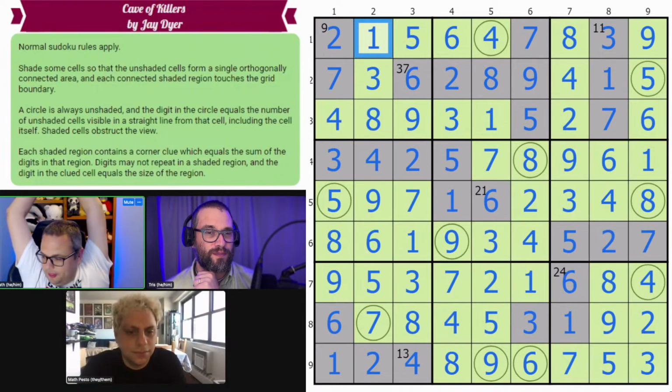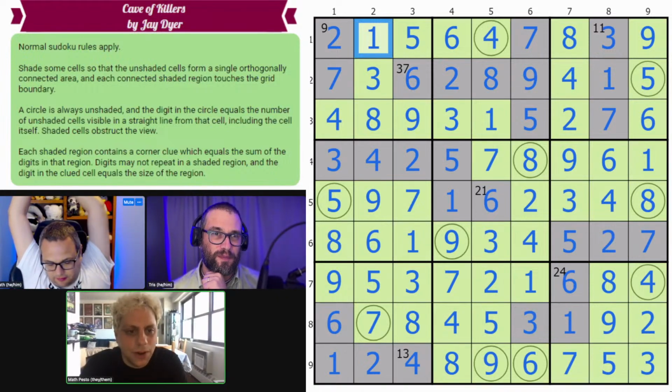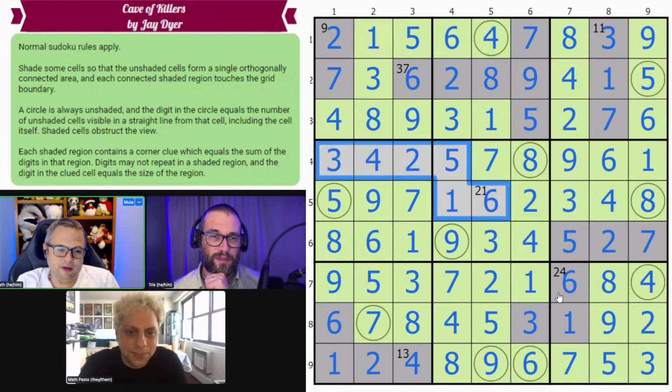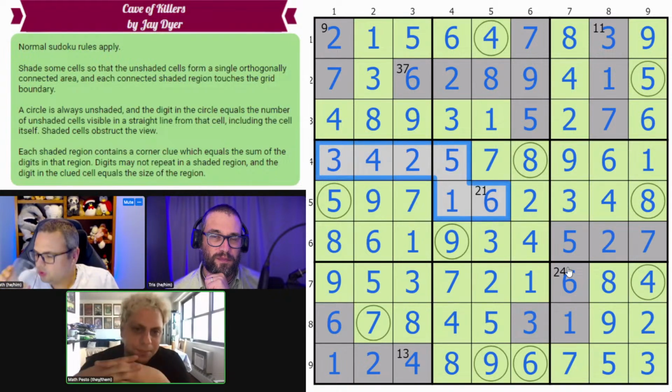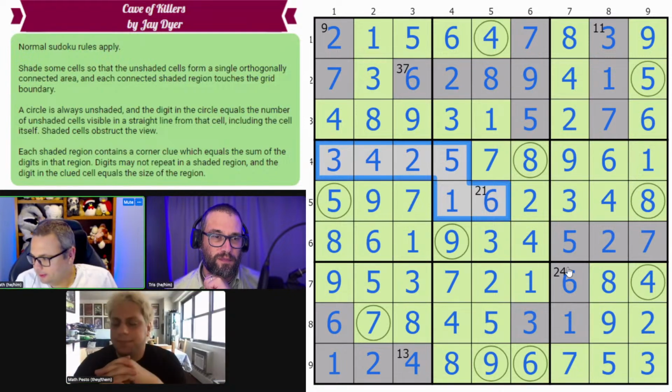I quite enjoyed that. That was great. Yeah, that was really smooth. I really liked trying to figure out, given the length of the cage, how it's going to reach the edge of the grid. That was really nice. The geometry of this 21 cage was really cool. Very nice, Jay Dyer. Indeed.